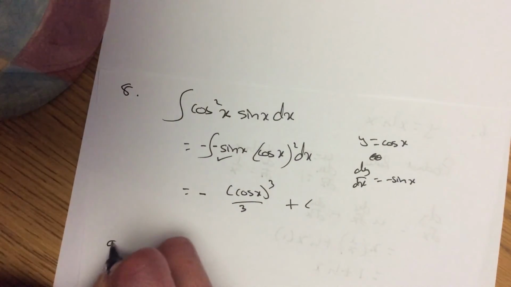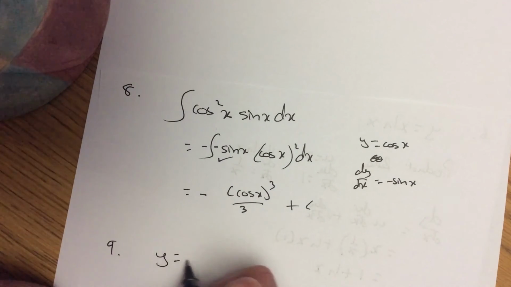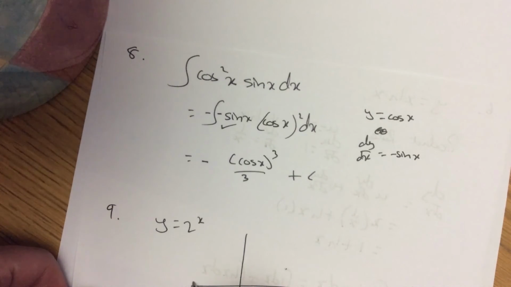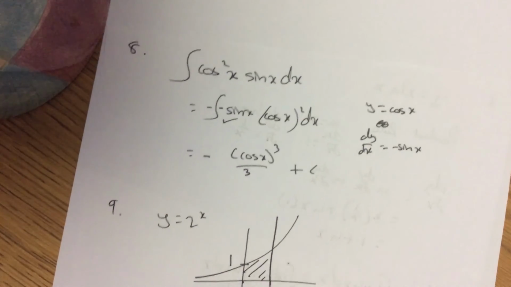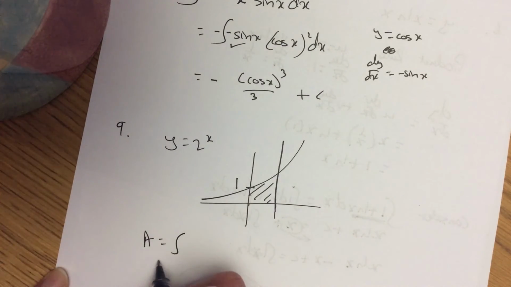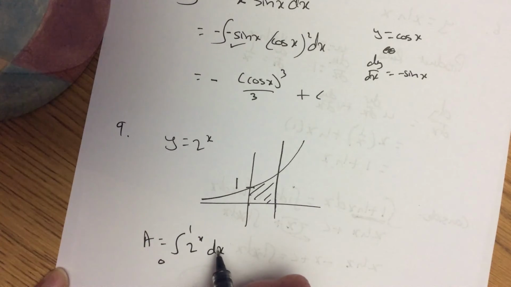And number 9, find the area bounded by the curve y equals 2 to the x. Let me draw that first. So it's just an exponential graph. When x is 0, y is 2 to the power 0, which is 1. The x-axis, the y-axis, and the line x equals 1. So where's my line? x equals 1. So I want this area. The area is when you integrate between 0 and 1 of 2 to the x dx.